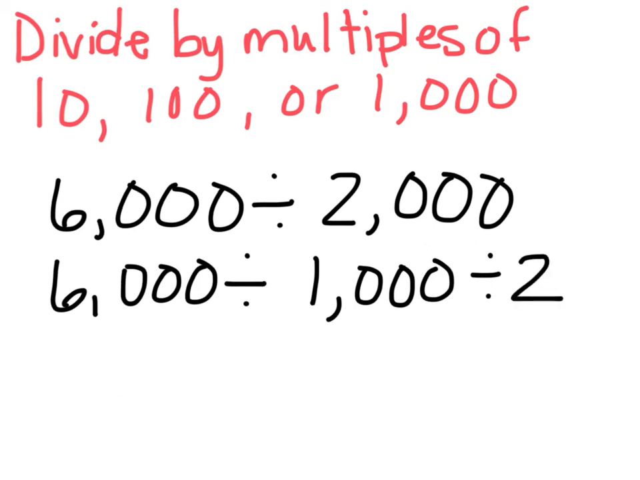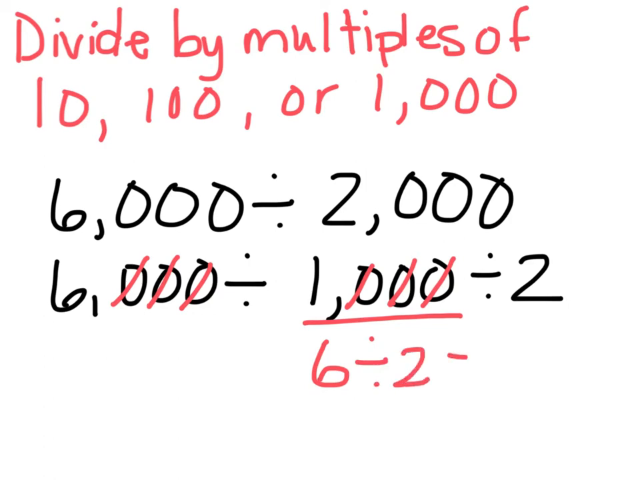Then we know if we're dividing by 1,000, we take away 3 zeros, 1 for each 0 in the 1,000. 1 goes into 6 times. So we have 6 divided by 2, giving us a final answer of 3. 6,000 divided by 2,000 equals 3.